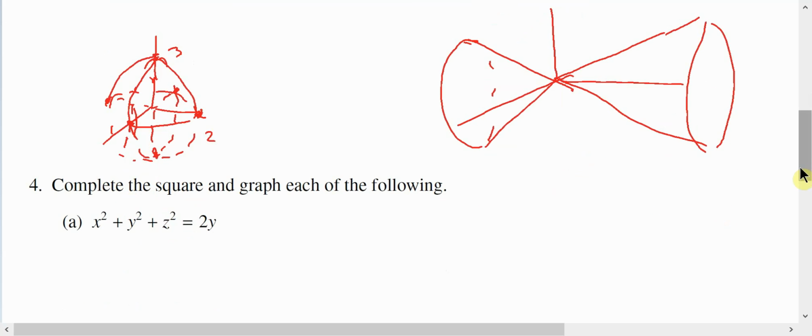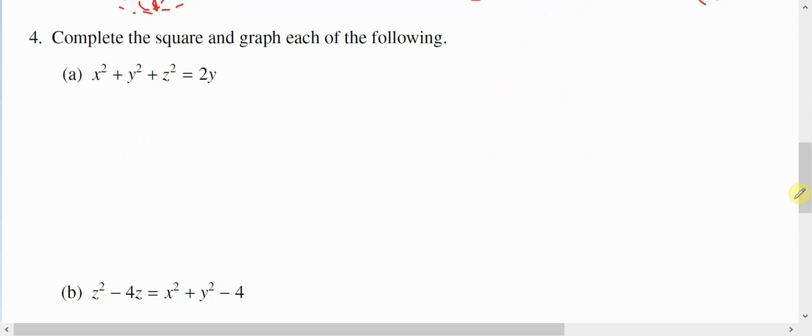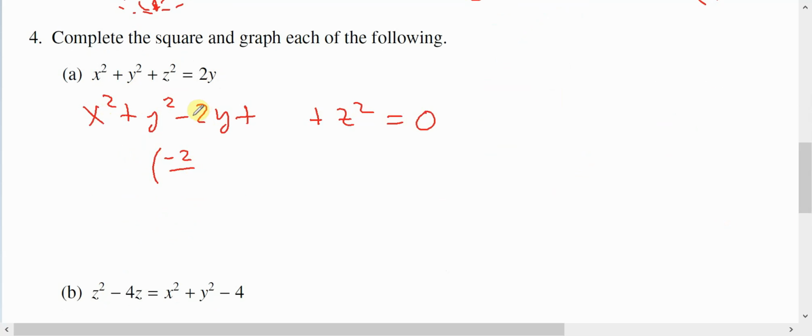All right, number 4. We've got a couple of graphs that we're asked to complete the square and then identify or sketch the graph. So this first one, to complete the square, I need to get the y over here with the y. The x squared and the z squared don't have anything to pair with them, so those would just stay the same. But I need to add something here. Well, we know what we add is minus 2. You take that coefficient, take half of it, and square it. That's minus 1 squared. You need to add 1 to both sides. And then once I do that, this is a perfect square.